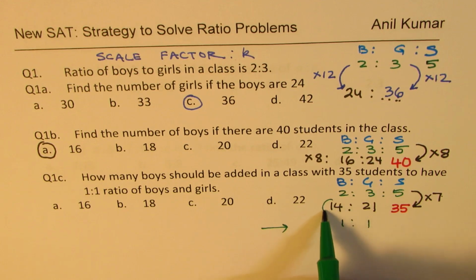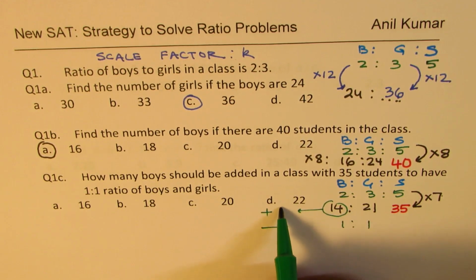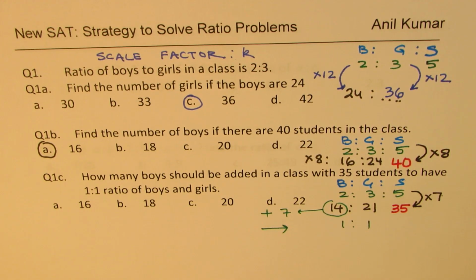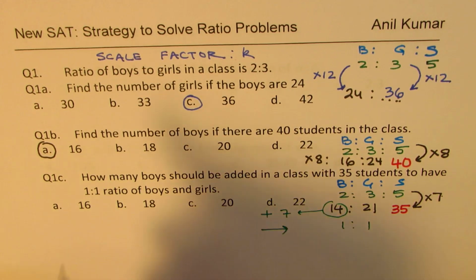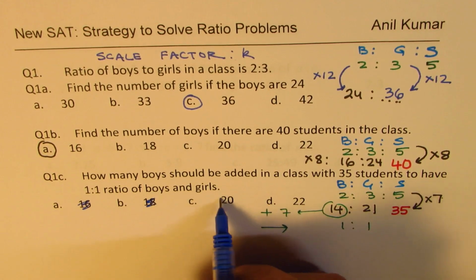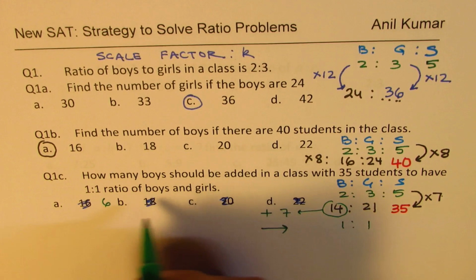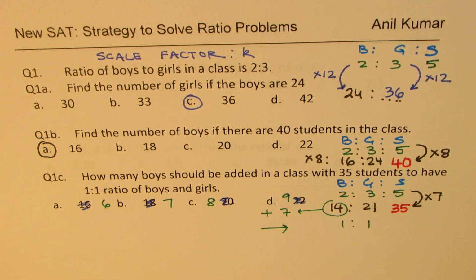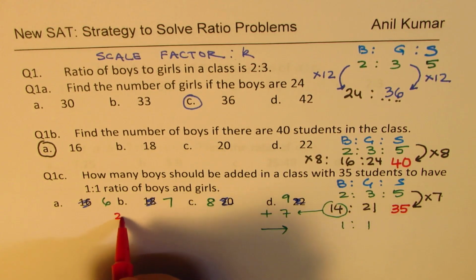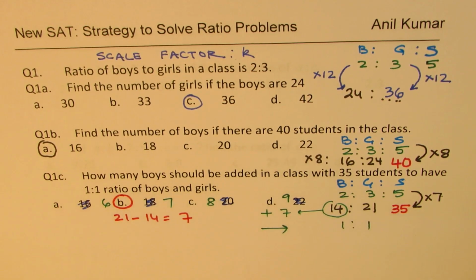Well, I have to add something to 14, right? So I have to add how much? I have to add 7 to 14, right? To get my answer. Let me write down the options for you. 6, 7, 8 and 9, right? So what is the right option? Well, 21 take away 14 is 7. So the option B is the correct option.